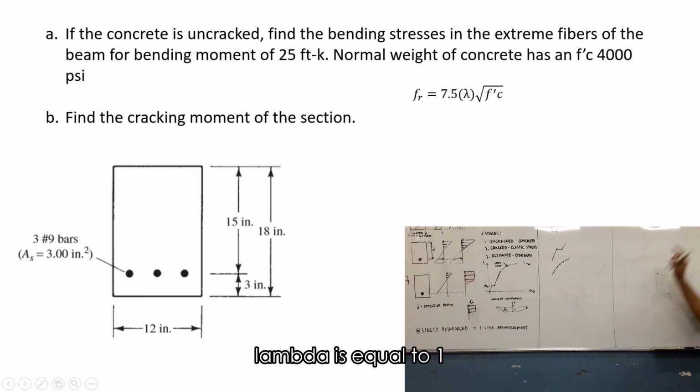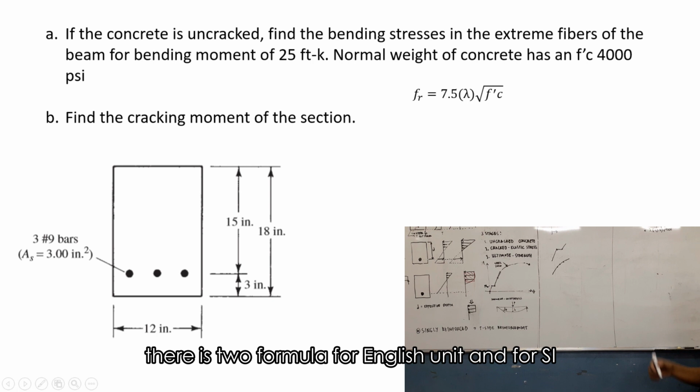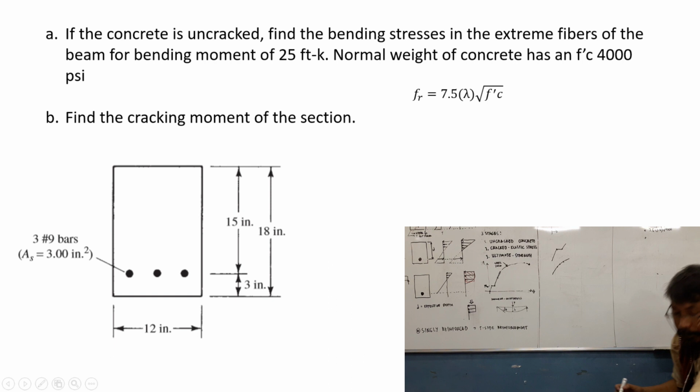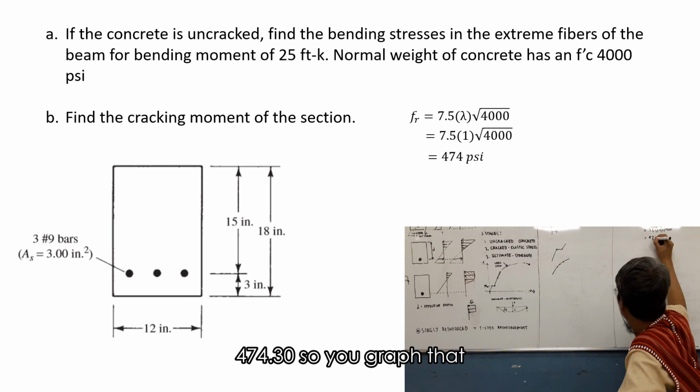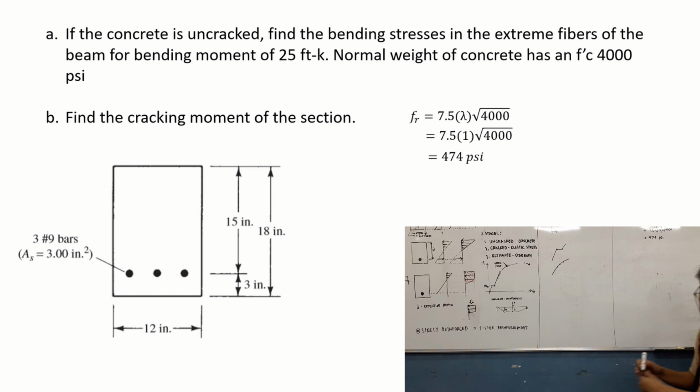Okay, so therefore, in the formula for English units, it is 7.5. There are two formulas, one for English units and one for SI units. This is for English units. How much is it? 474. Take down 474. So about 10%: divide 474 by 4,000. About 11%. So within the range of 8% to 15%. Within that range, we have.